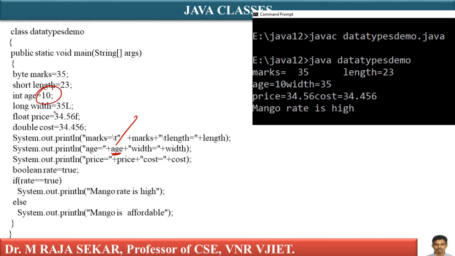Age is a variable whose value is 10. In that case, it will display 10. I am not keeping any tab here. Just see, as I am not keeping any tab, you won't get space in between.